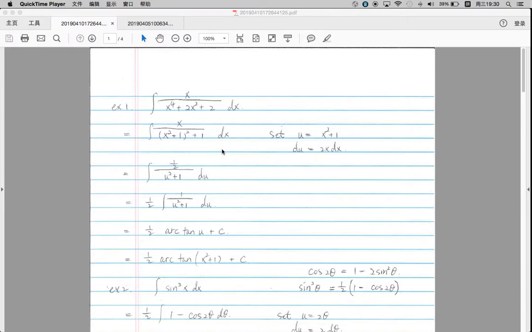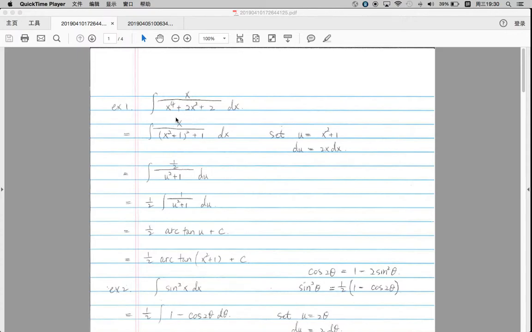Hi, today I want to talk about integration by substitution, and I will show this technique by solving two examples here. So let's take a look at the first integral. We have x in both the numerator and denominator.